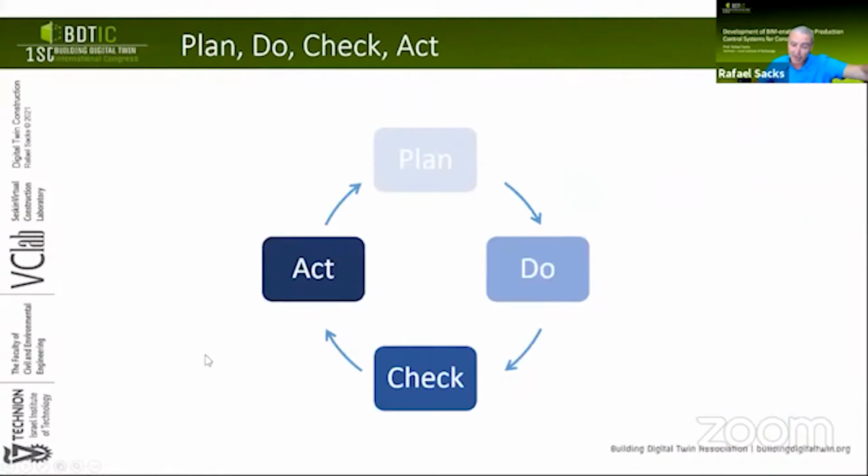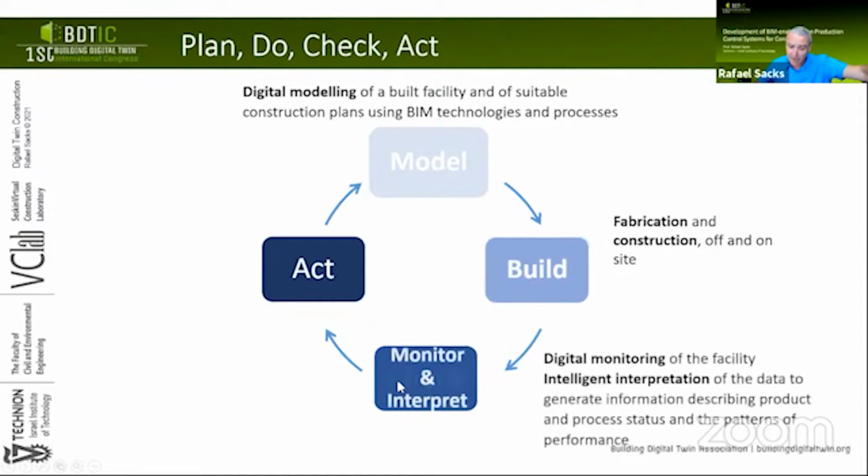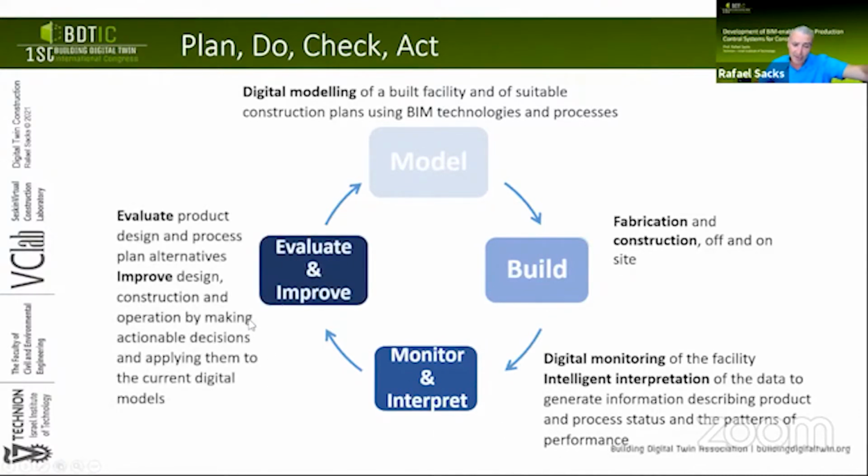So if I take this plan, do, check, act and translate it into equivalent terms for construction, I could say that the planning is actually modeling of a building digitally using BIM to establish design intent and using tools for construction planning. And then building, which is fabrication off-site and construction on-site, monitoring and interpreting that data through all those monitoring tools I showed you before, and then evaluating and improving, which then feeds back into another cycle of modeling, because the assumption is that we only build what we model first.